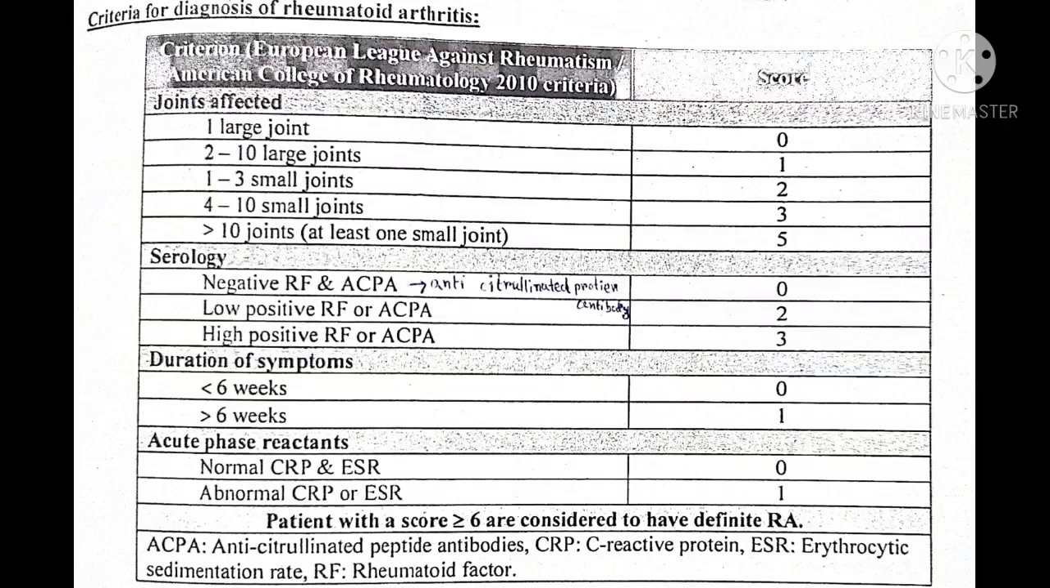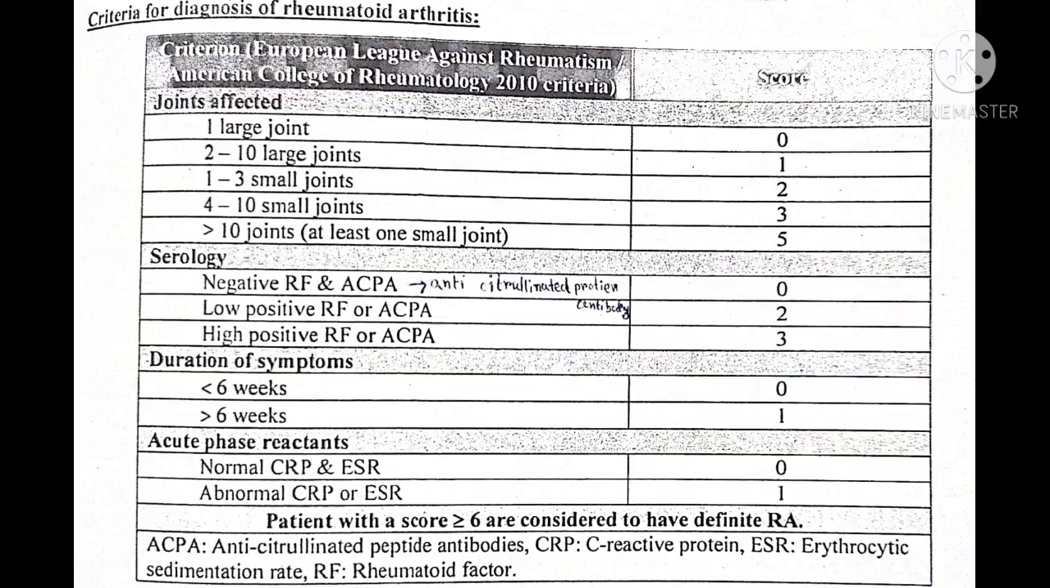If the rheumatoid factor and ACPA or anti-citrullinated protein antibody is negative, then the score is 0. If rheumatoid factor and ACPA is low positive, then the score is 2. And if rheumatoid factor and ACPA is high positive, then the score is 3.